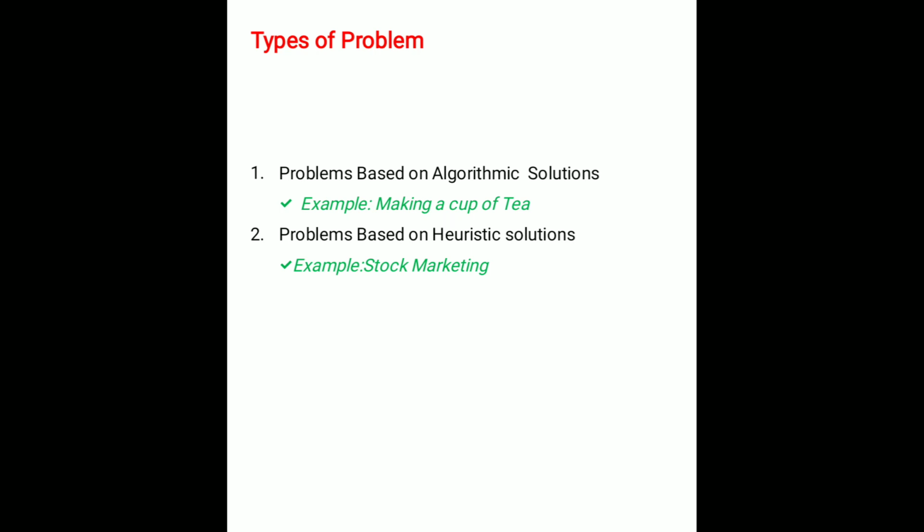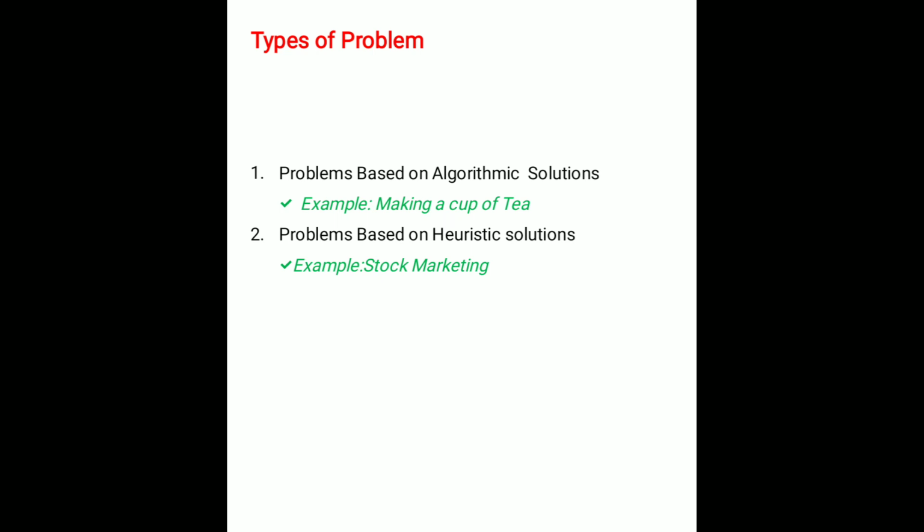So an algorithm is nothing but a set of instructions which, when we execute, gives the output. When you follow this set of instructions, definitely we are getting the output. So these are the problems which depend upon a set of instructions. If we follow them, then definitely they will give the output. Problems based upon this are called problems based on algorithmic solution. And second, the problem based upon the heuristic solution.